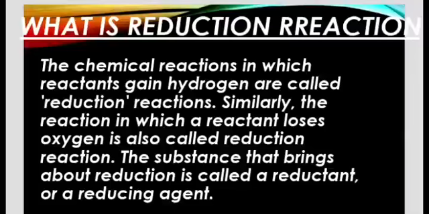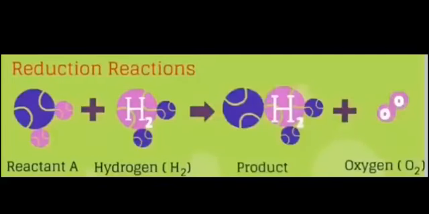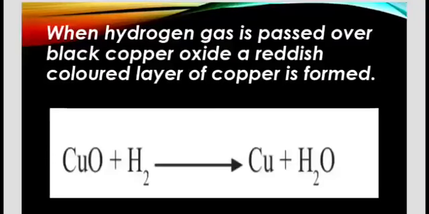Next is reduction reaction. The chemical reactions in which reactants gain hydrogen are called reduction reactions. Similarly, the reaction in which a reactant loses oxygen is called a reduction reaction. The substance that brings about reduction is called a reductant or a reducing agent. So we can say that gain of hydrogen or loss of oxygen is known as reduction. For example, when hydrogen gas is passed over black copper oxide, a reddish colored layer of copper is formed. This reaction is a reduction reaction.